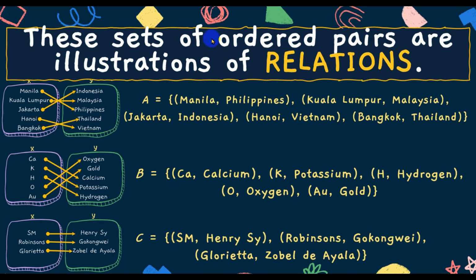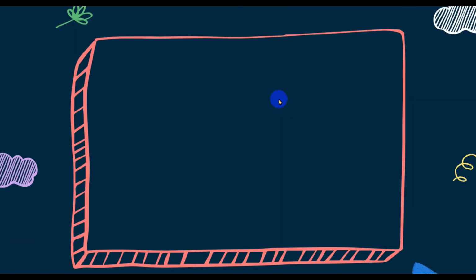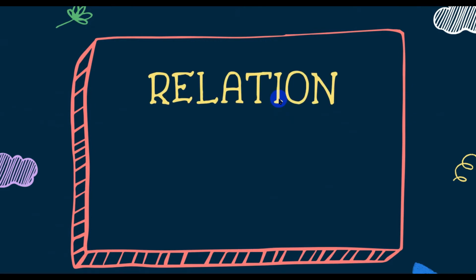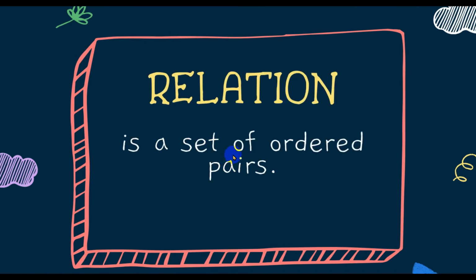Even though the examples are not mathematically related, since meron tayong ordered pairs na nabuo, ang tawag natin sa kanila ay relations. So that's the definition of relation in mathematics. So it is a set of ordered pairs. And these ordered pairs, again, ay related din sa isa't isa. Connected sila sa isa't isa. Ganun pa din yung meaning, but the thing is, meron tayo ngayong ordered pair.